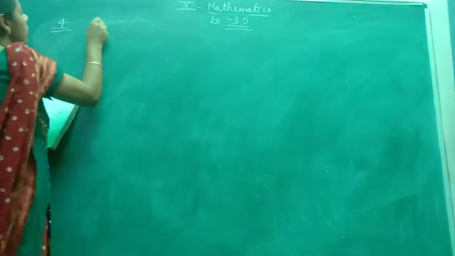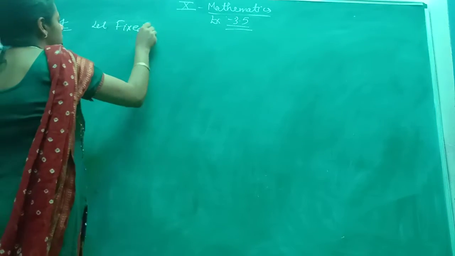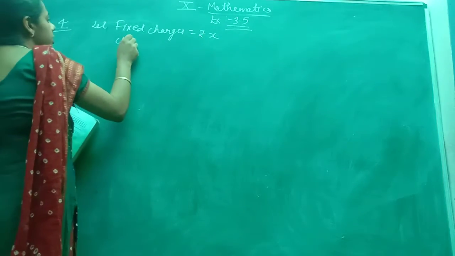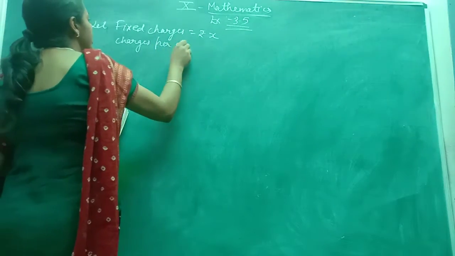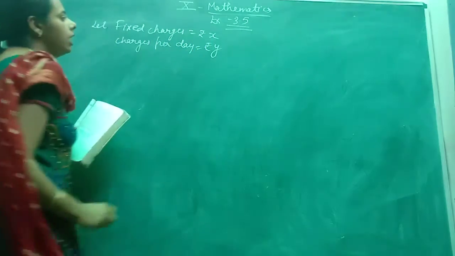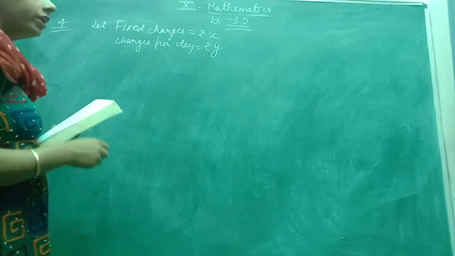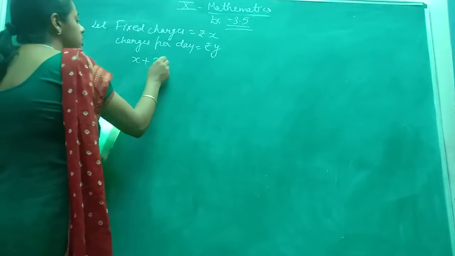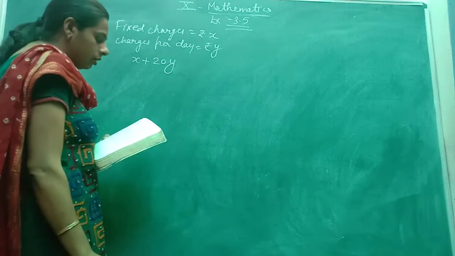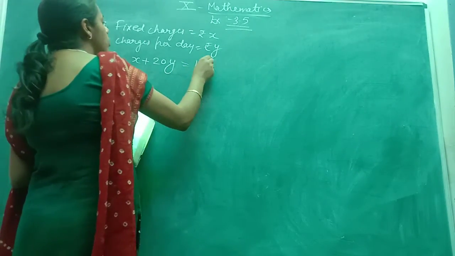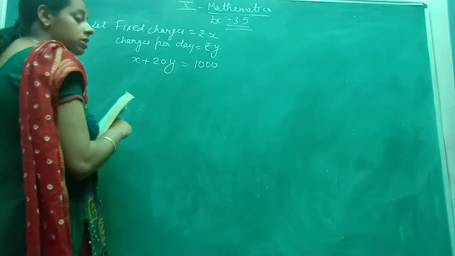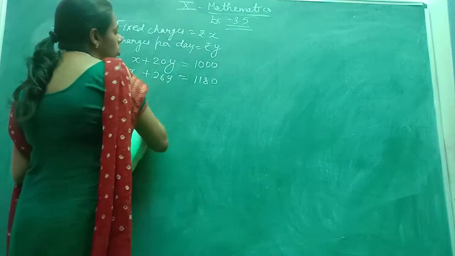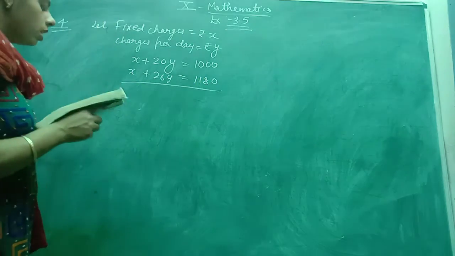Firstly, let the fixed charges be rupees x, that everyone has to pay, and the charges for one day be rupees y. Student A stays for 20 days, so he pays the fixed charges and for one day he pays y rupees. For 20 days he pays 20y, and the total amount he pays for hostel charges is 1000. In the same way for 26 days, x plus 26y is equal to 1180. Solve it by your own method, by your choice. Come to the second part.